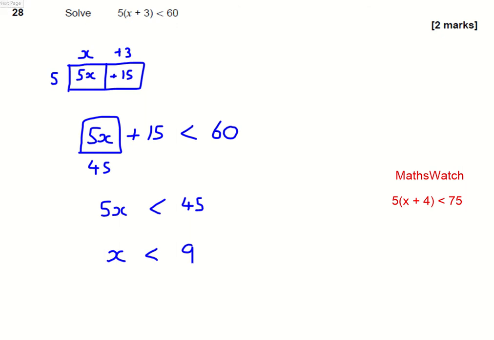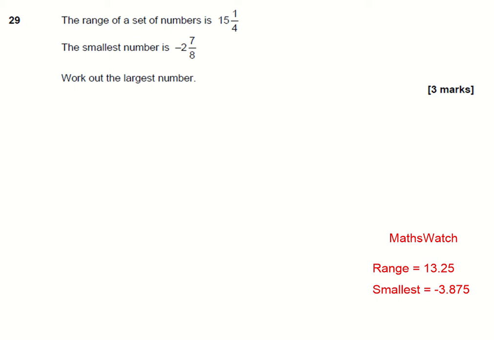Question 29. The range of a set of numbers is 15 and a quarter. The smallest number is -2 and 7/8. Work out the largest number. You have a couple of choices here. You could turn these into decimals, or you can keep them as fractions. That's your choice. Now the range is the difference between the largest number and the smallest number.